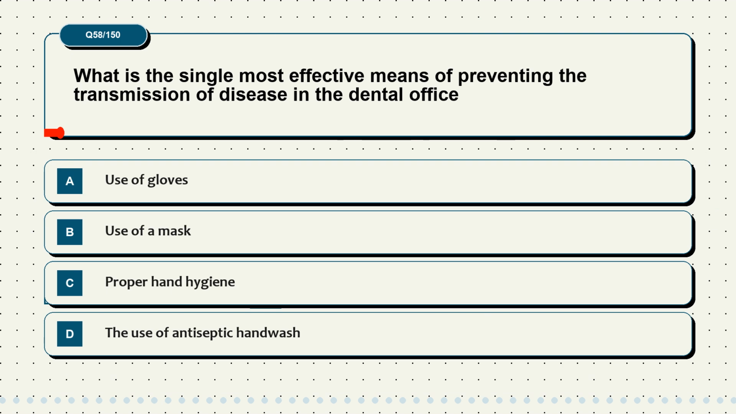Question 58. What is the single most effective means of preventing the transmission of disease in the dental office? Here are the options. Option A, use of gloves. Option B, use of a mask. Option C, proper hand hygiene. Option D, the use of antiseptic hand wash.